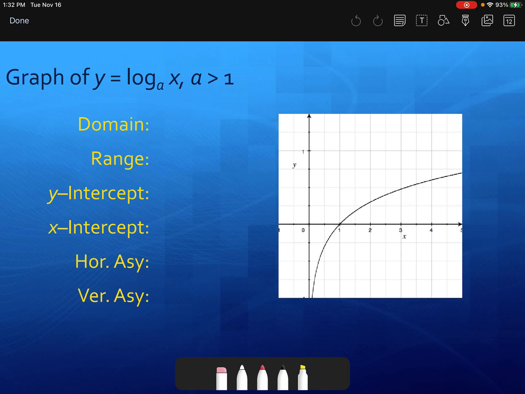Greetings. Today's lesson is an extension of logarithms on 4.3. This is day 2 of 4.3, and what we're looking at today is the graph of logarithms.